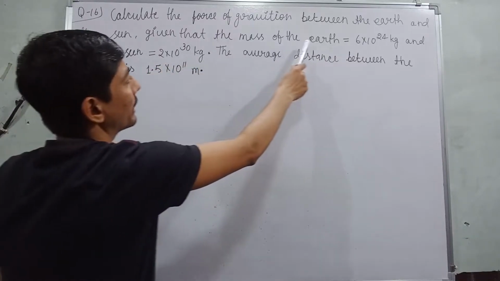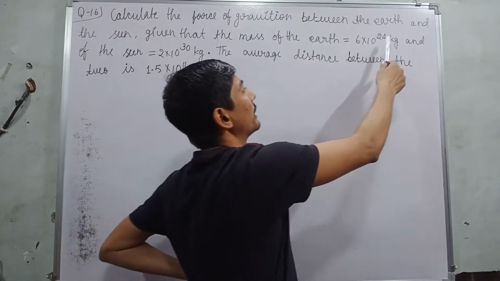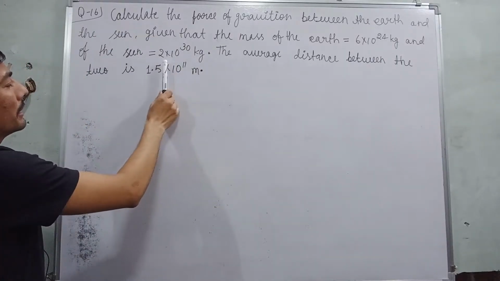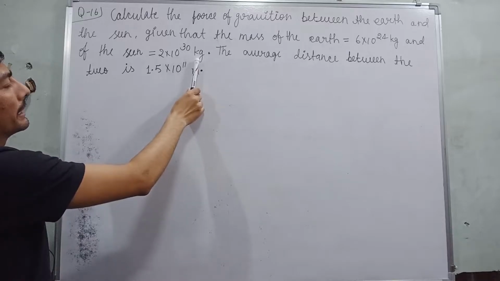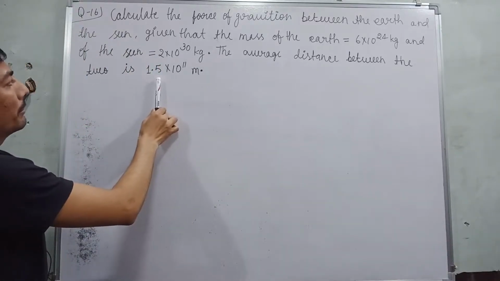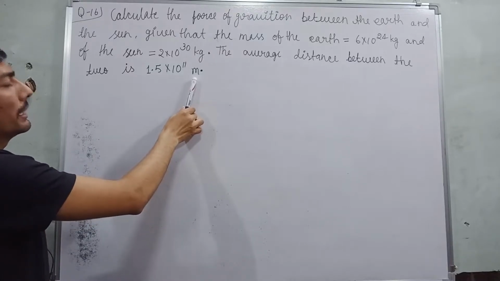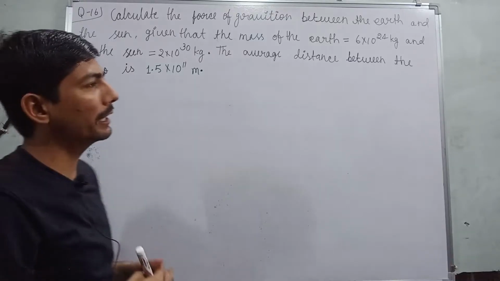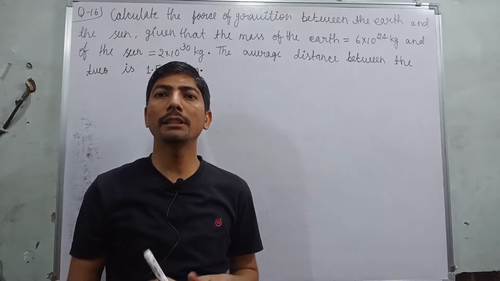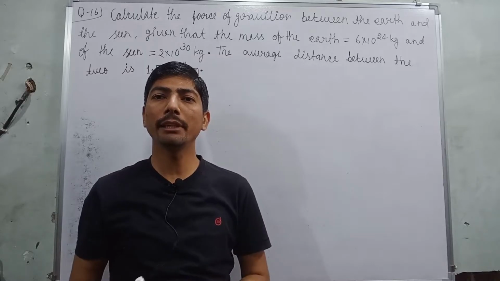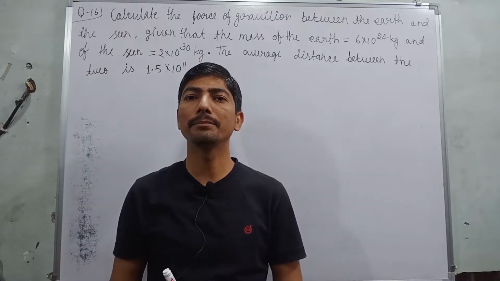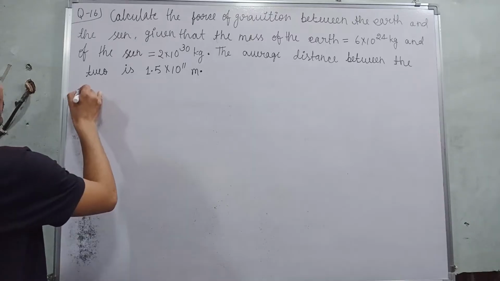Given that the mass of the earth is 6 into 10 to the power 24 kg and of the sun is 2 into 10 to the power 30 kg, the average distance between the two is 1.5 into 10 to the power 11 meter. So the mass of earth, mass of sun and the distance between them is given, and we need to calculate the force of gravitation between them. So let's start.